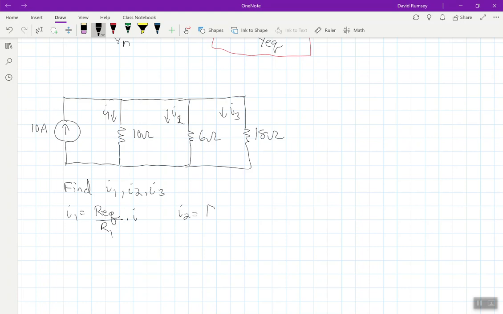I2 would be Req over R2 times my current. And I3 would, of course, be Req over R3 times my current. So really, there's not a lot to do in this problem. I just have to find Req. And Req would simply be 1 over 10 plus 1 over 6 plus 1 over 18 all to the negative 1 power.